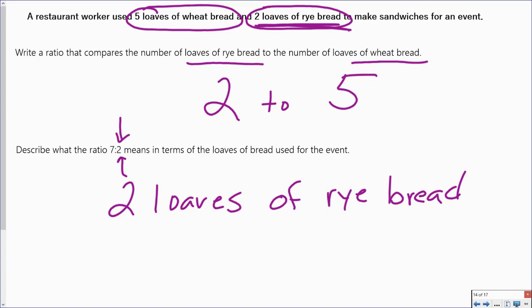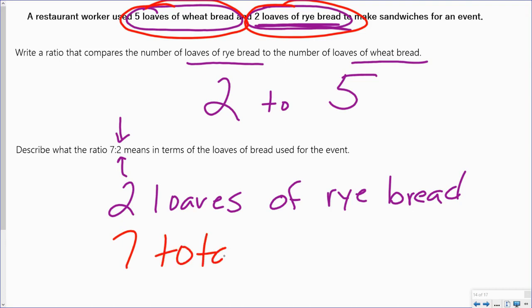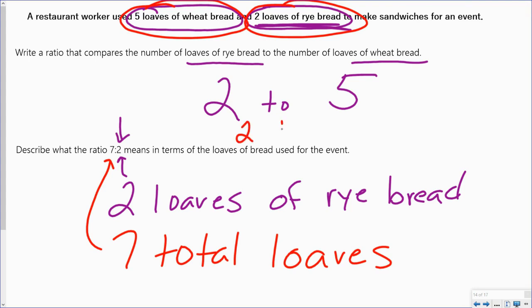But then the 7, we don't see that in our problem anywhere. But if you notice, I have 2 loaves of rye bread and 5 loaves of wheat bread. So that would mean that I have 7 total loaves. So the 7 up here represents the total amount of loaves of bread that I have, because I'm taking my 2 plus my 5 gives me that total of 7.